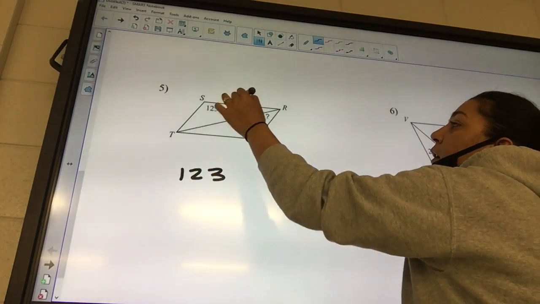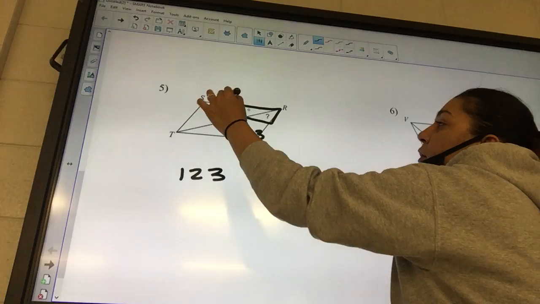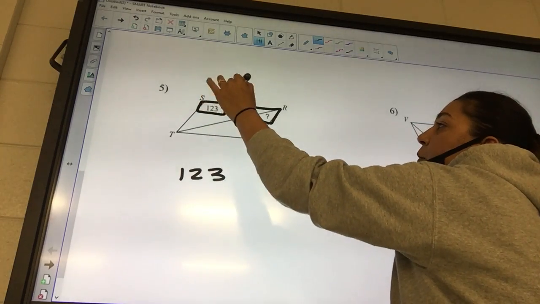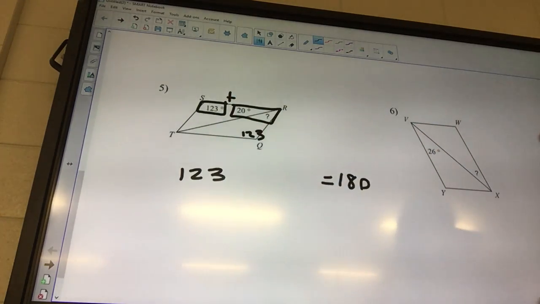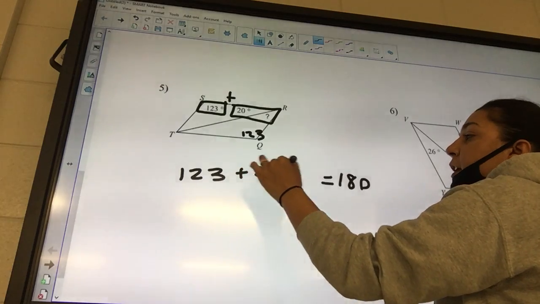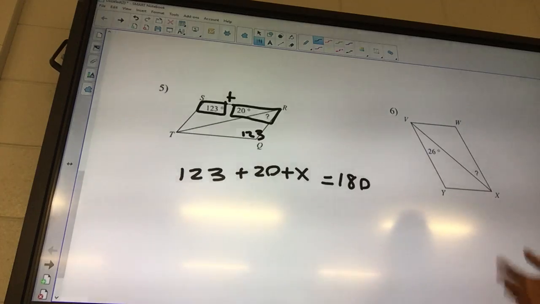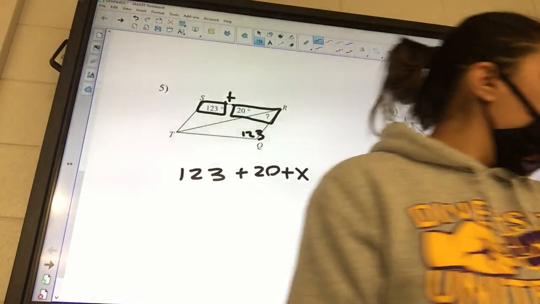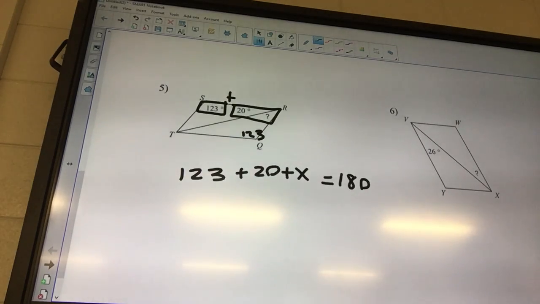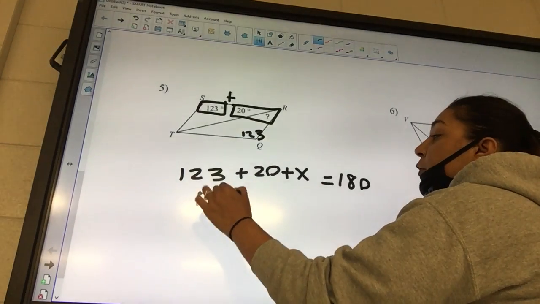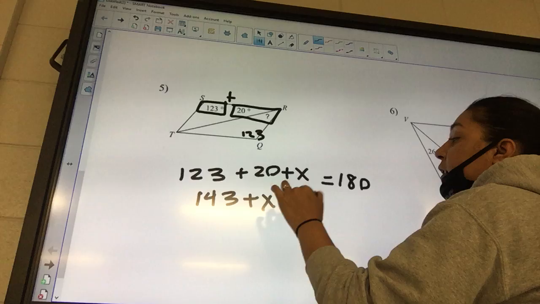Also the other side from the other triangle. You could take this side plus these ones, and they should add up to 180. So you can say 123 plus 20 plus X equals 180. Or, for those of you who are more mental math people, you could say 180 minus 123 minus 20. What is 123 plus 20? That will equal 143. 143 plus X equals 180.